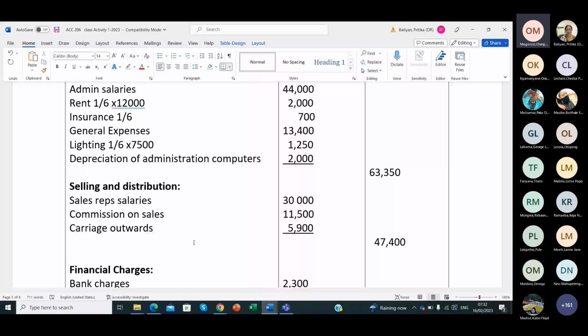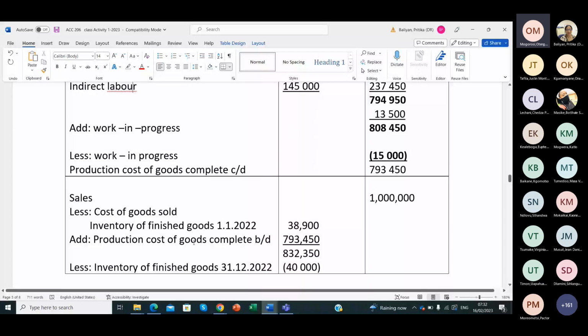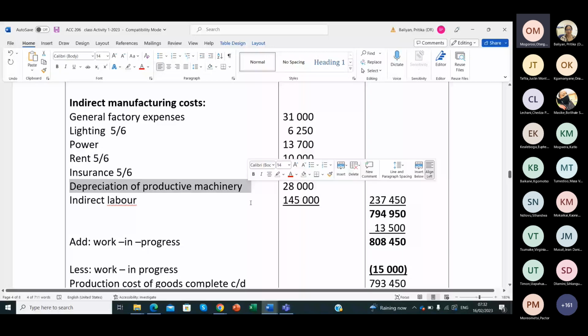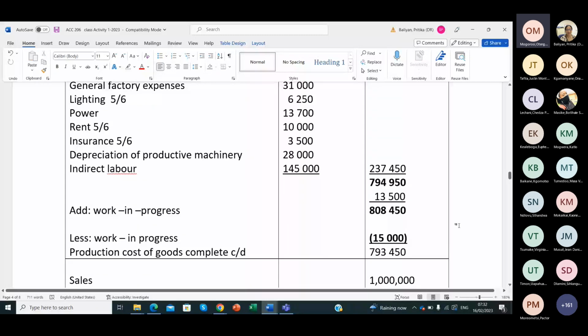Because it is a manufacturing cost. Indirect or direct? It's a direct manufacturing cost, and it is already accounted when you are preparing the total manufacturing expenses, right? You can see here. So this one is already accounted. That's why you no need to calculate depreciation on the productive machinery again when you are calculating the other expenses. Are we together?